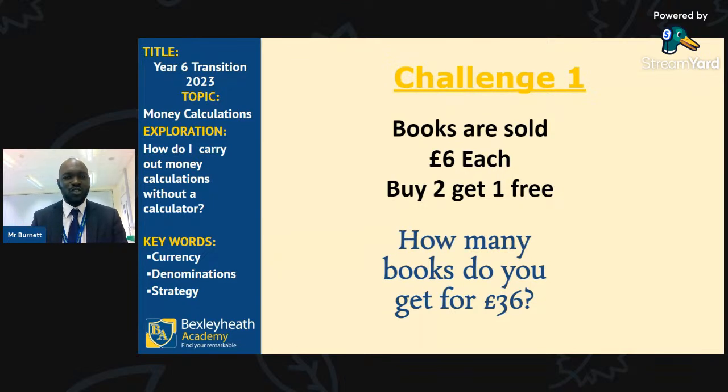So books are sold at £6 each. On a deal, you buy 2 and you get 1 free. So buy 2 books and you get 1 book free. This is our challenge question. How many books do we get for £36 if books are sold at £6 each? We buy 2 and get 1 free.